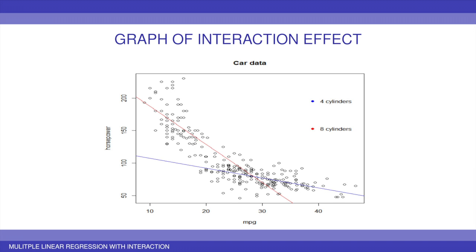Looking at the graph, the interaction term results in lines with different slopes. The red line represents cars with 8 cylinders. The blue line represents cars with 4 cylinders. You can see that cars with 8 cylinders have a steeper slope than cars with 4 cylinders.